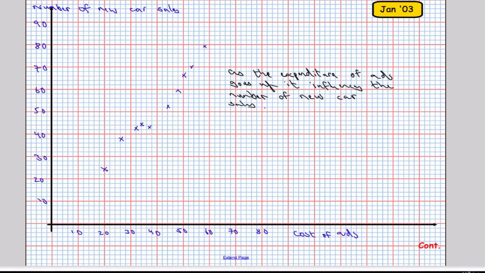Okay, so x is your independent variable, and y is your dependent variable. So as we increase the cost, or the amount we spend on the ads, that will increase the number of new car sales, or influence it at least.